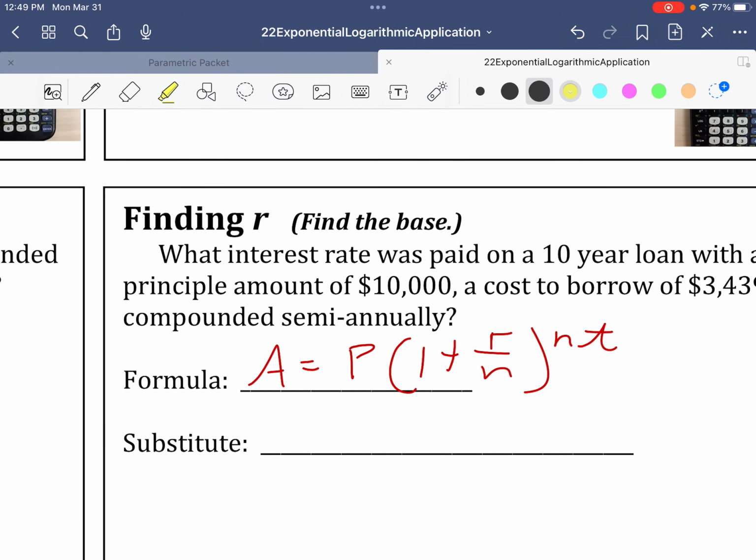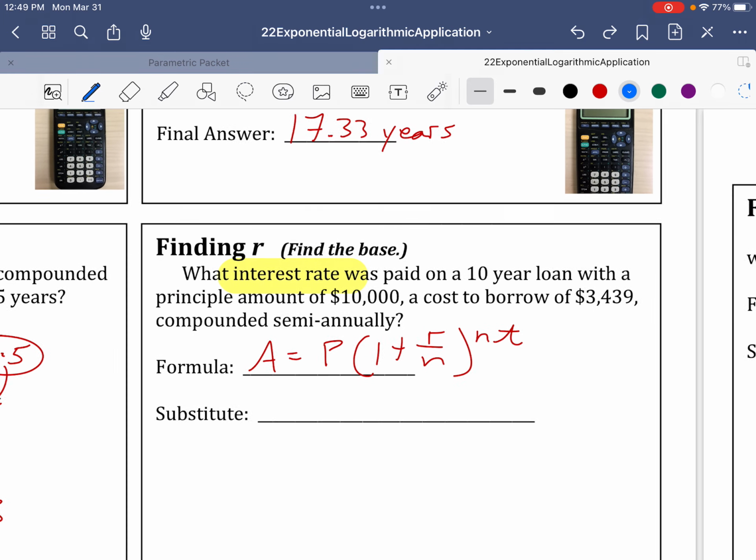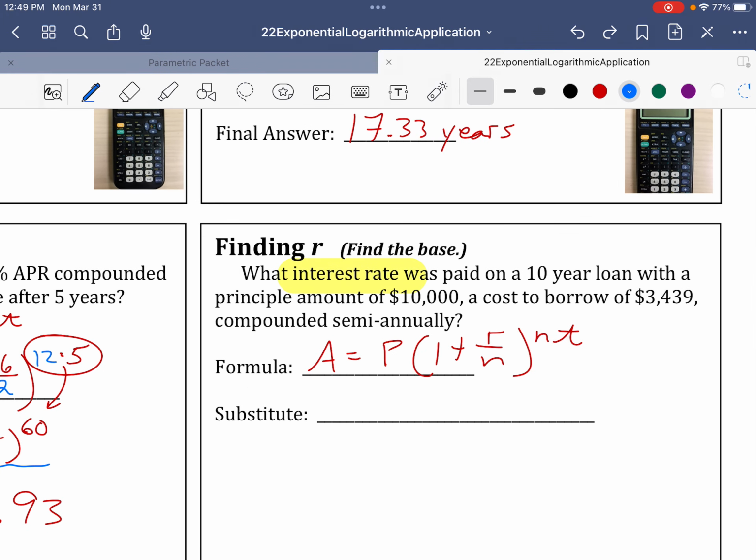Okay, but look carefully here. We're trying to find an interest rate. If we're trying to find the interest rate, that means that I don't know what the R value is for this problem. But I should know what everything else is. So what do we got here? A 10-year loan, a principal of $10,000. Again, principal just means what we start with.